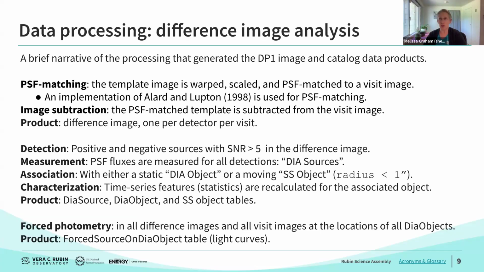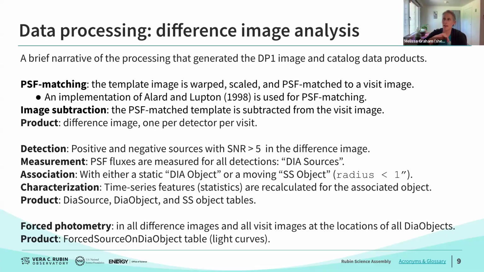All right, to approach DIA from a standpoint of putting together a narrative of the processing that generates the Data Preview 1 imaging catalog data products related to DIA, this is kind of the story of how it happens. So a new image is obtained at the telescope. That image comes off and it goes through the ISR processing for visit images that you just heard about earlier today.